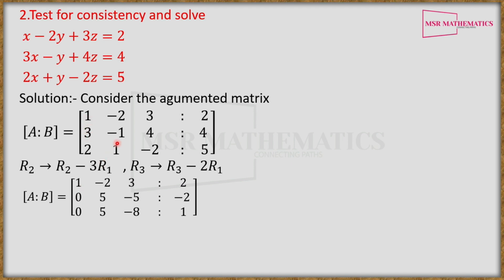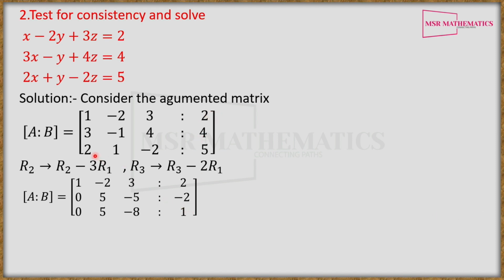Here R2 is minus 1 minus 3 into minus 2, that is plus 3 into 2 is 6. Minus 1 plus 6 is plus 5. Here R2 is 4 minus 3 into 3, which is 9. 4 minus 9 is minus 5. And 4 minus 3 into 2 is 6, so 4 minus 6 is minus 2.